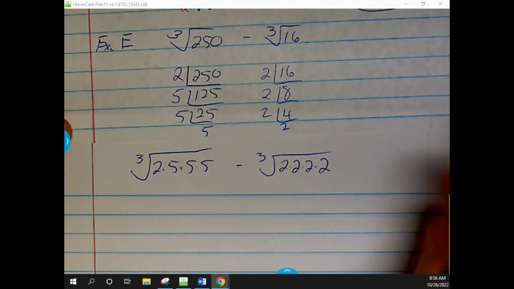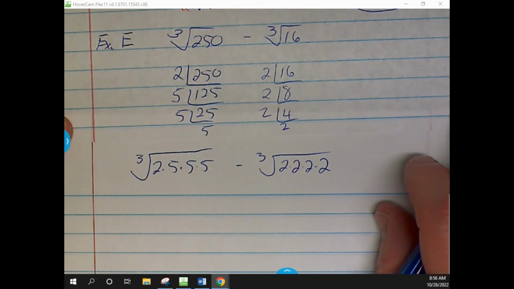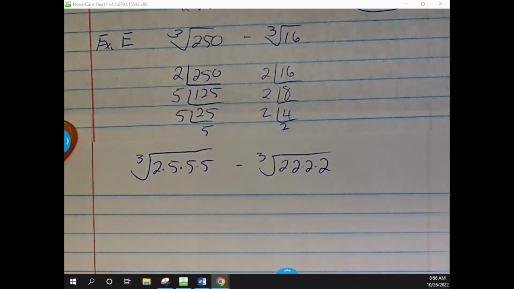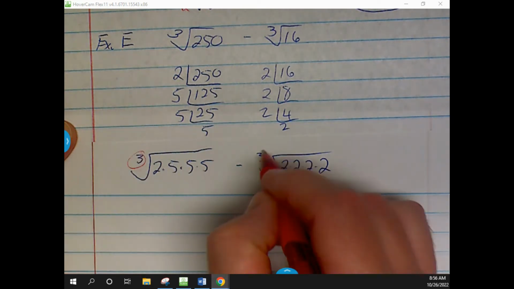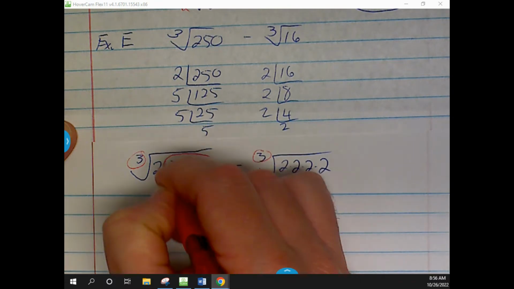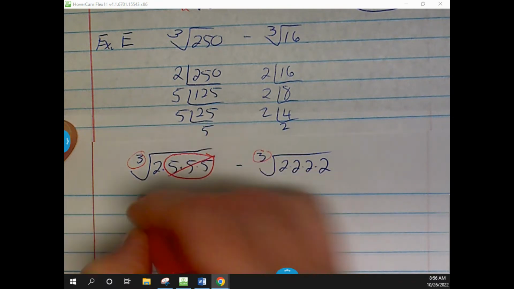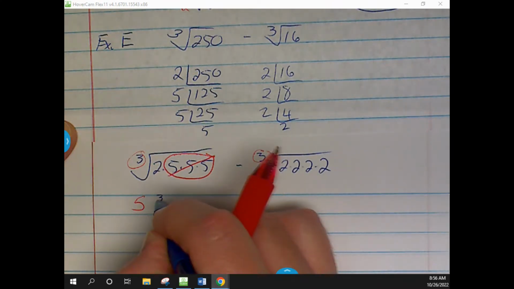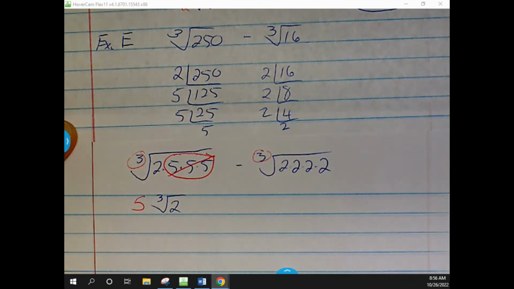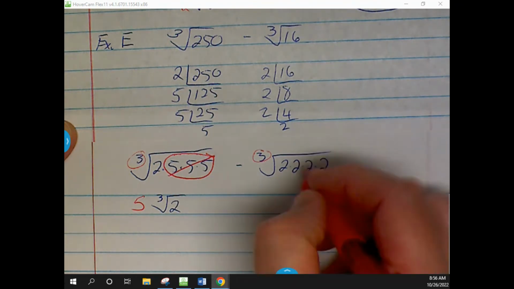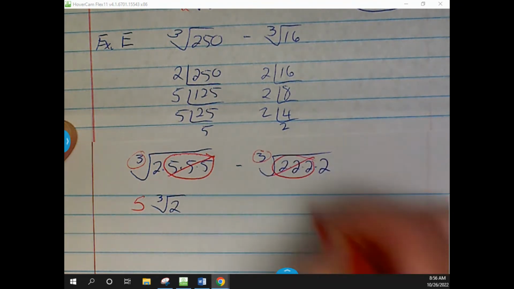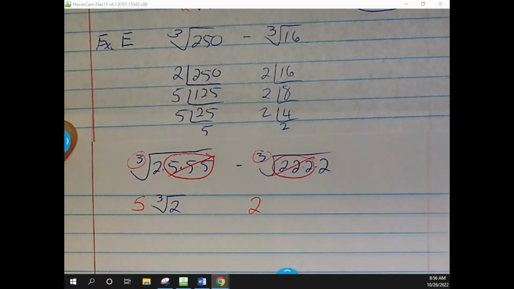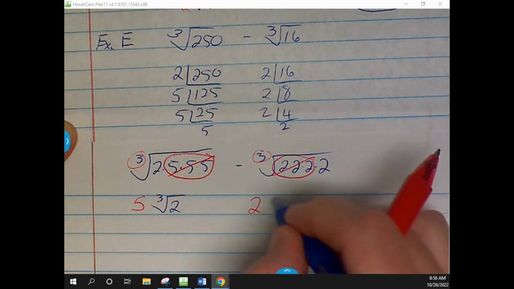Okay, so 250 is 2 times 5 times 5 times 5. 16 is 2 times 2 times 2 times 2. It's 2 to the fourth power, basically, if you look at it that way. And what we were working on yesterday was this one, the index is 3. So we're looking for groups of 3. There's 3 5s, so that 5 will get out. The 2 doesn't have enough buddies, so it will stay on the inside. We've got 4 2s, so we can take 3 of them out. Again, we're left with 1 that's there.